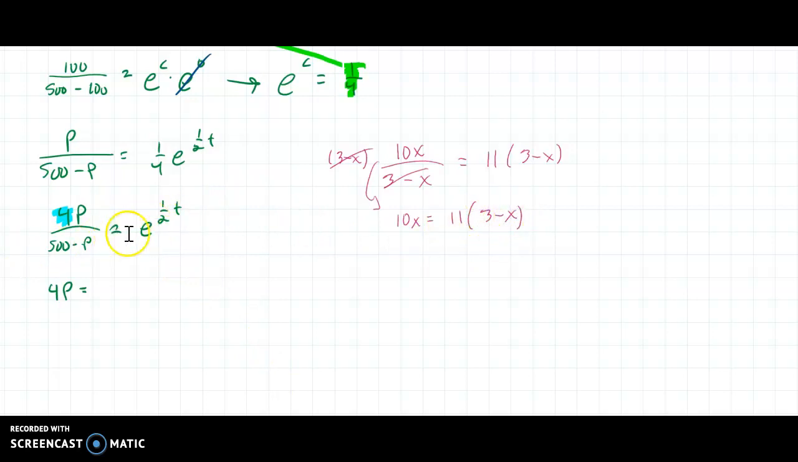So I'm going to do that in one step. I get this times 500, so I get 500 times e to the 1/2 t. And then I get a minus p times that. So minus p times, actually I'm not going to write it with a parenthesis, minus p e to the 1/2 t.